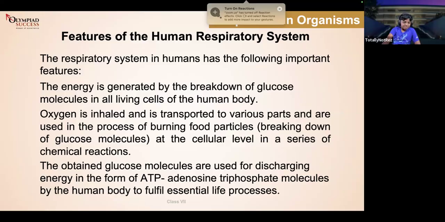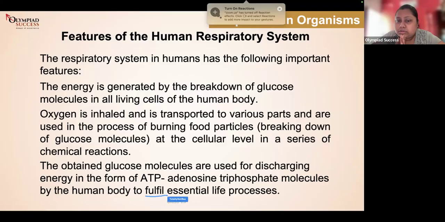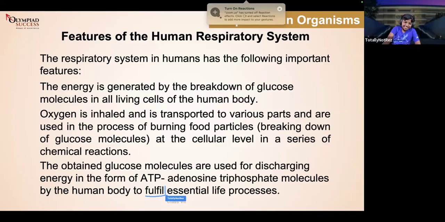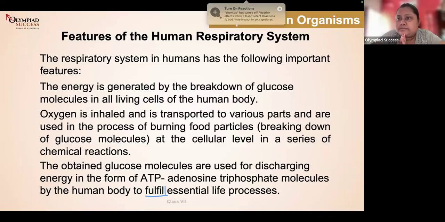Ma'am, there's something I have to point out. This is very bad. It's one of the worst mistakes ever. What happened? I'm missing an L here. Acha, fill.